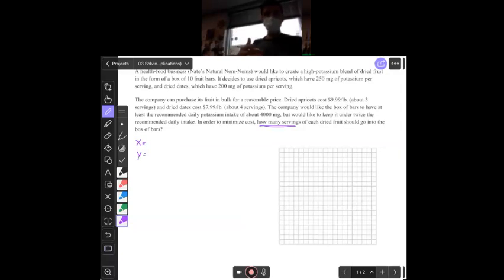You get to pick which order you put them in. Again, I would recommend you start with the first one that they say. So in that case, it would be apricots, and then it says dates later. But what you don't get to pick is what they're asking about, the number of servings. Those need that phrase. How many servings? That phrase needs to be part of your variables. The number of servings of apricots, the number of servings of dates.